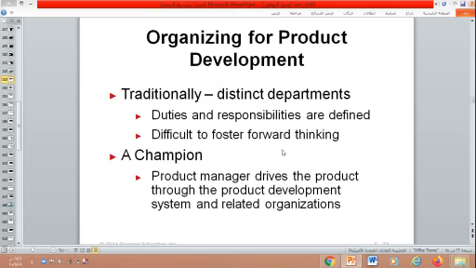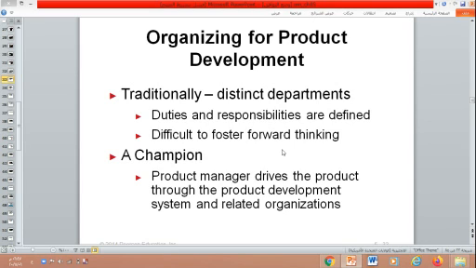Dear students of Operations Management course, today inshallah we will continue chapter number 5, Design of Goods and Services. Okay, so let's start this lecture from slide 33, Organizing for Product Development. There are 4 approaches to organizing product development.